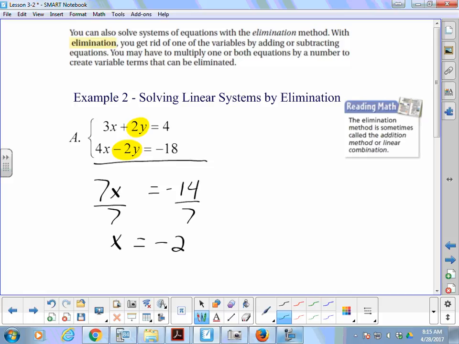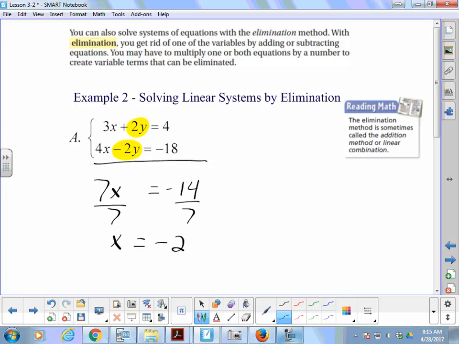Now, when it's set up like this, the substitution method is harder for finding the first variable, easier for the second one. This one, elimination, is easier for finding the first variable, harder for the second, because we've got to take that number and put it back into either equation.